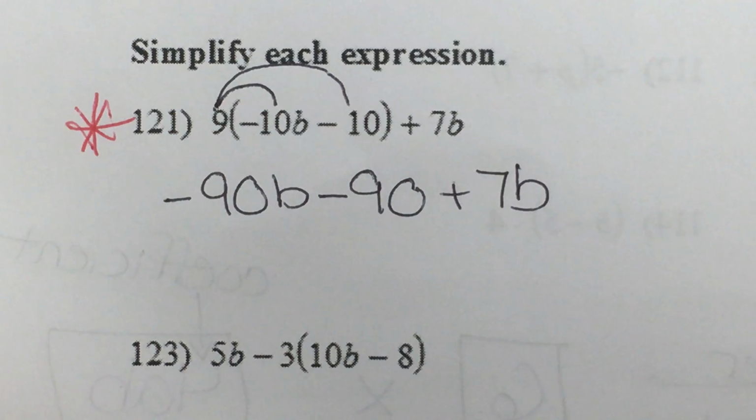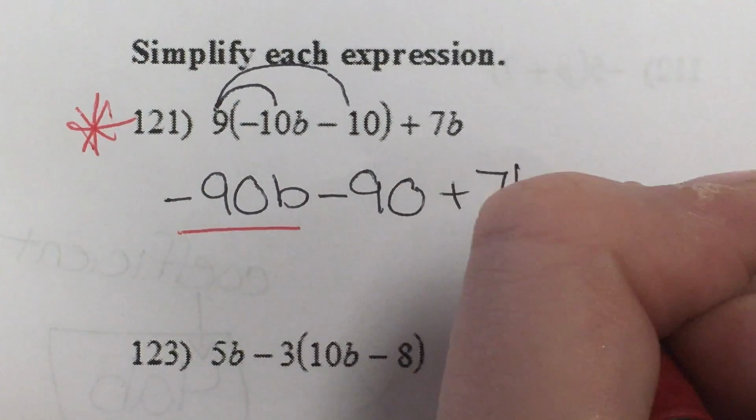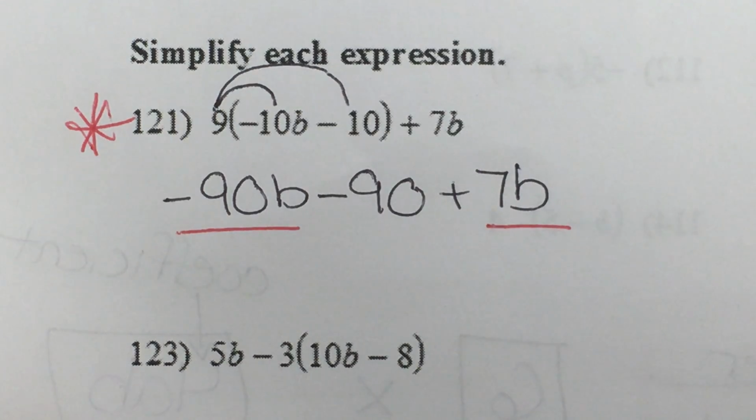Okay, now we need to combine like terms. Our like terms are this negative 90b and the 7b. They both have a b for a variable. So we need to combine.